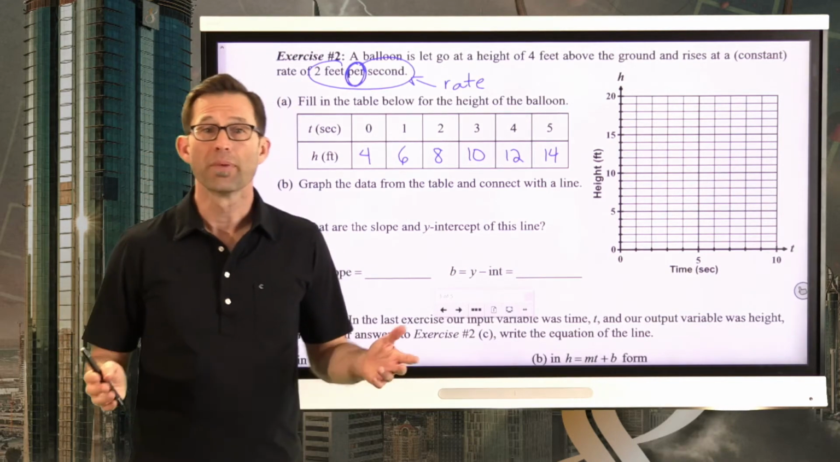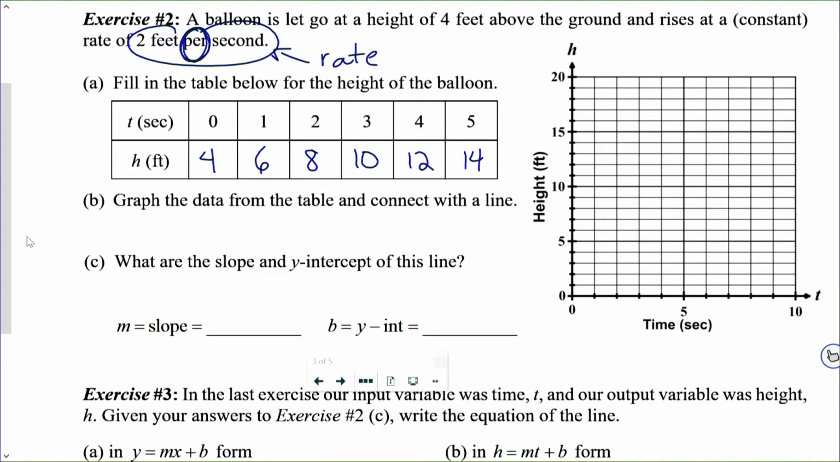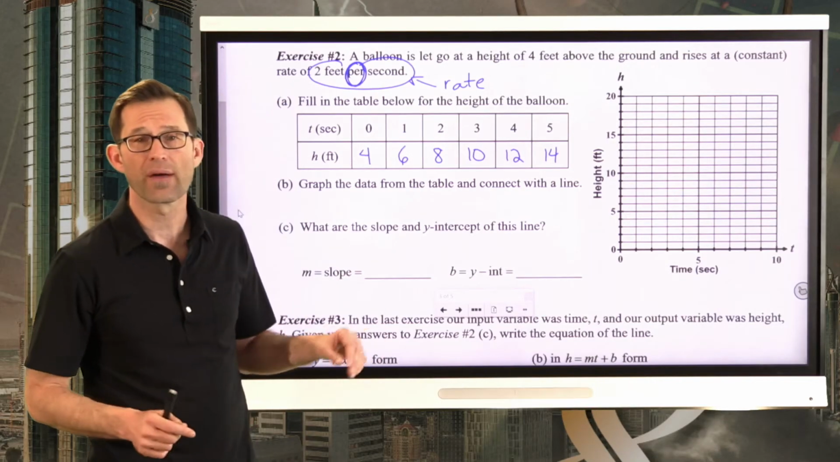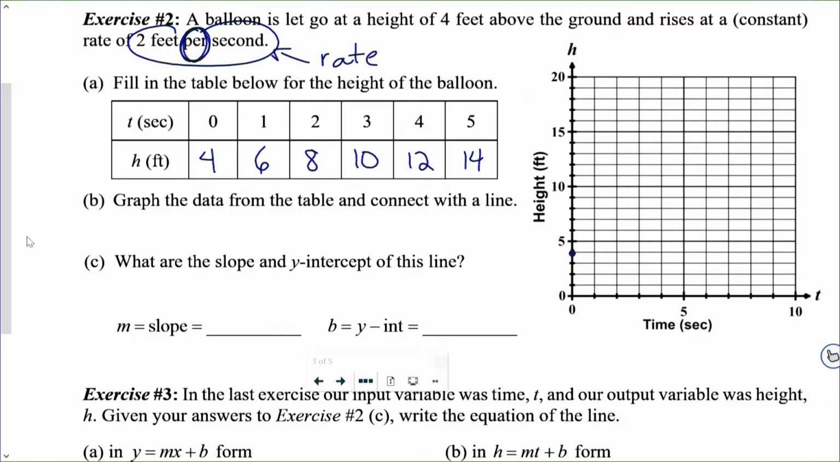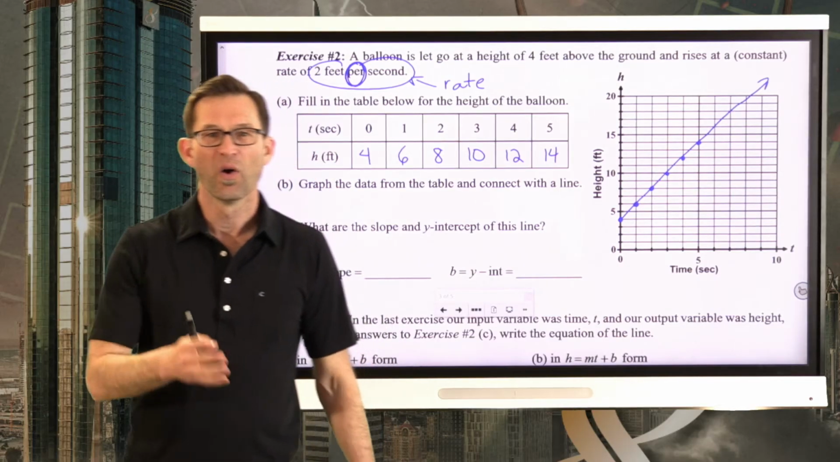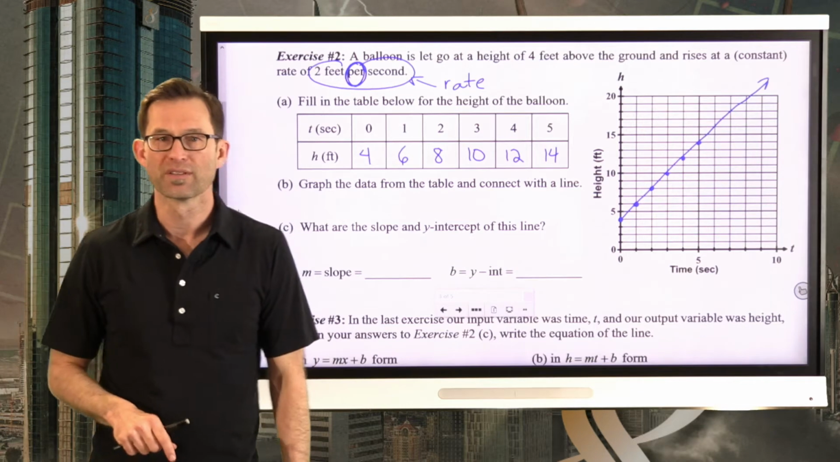All right. Letter B asks us to graph the data from the table and connect with a line. Why don't we do this together? This isn't too tough, right? It's just graphing coordinate pairs. I want 0, 4, right there. 1, 6, 2, 8, 3, 10, 4, 12, and 5, 14, right? And it says connect them with a straight line. Maybe I'll extend that line all the way out. Of course, I hope you do it with a ruler. I just kind of did it freehand to save a little bit of time.